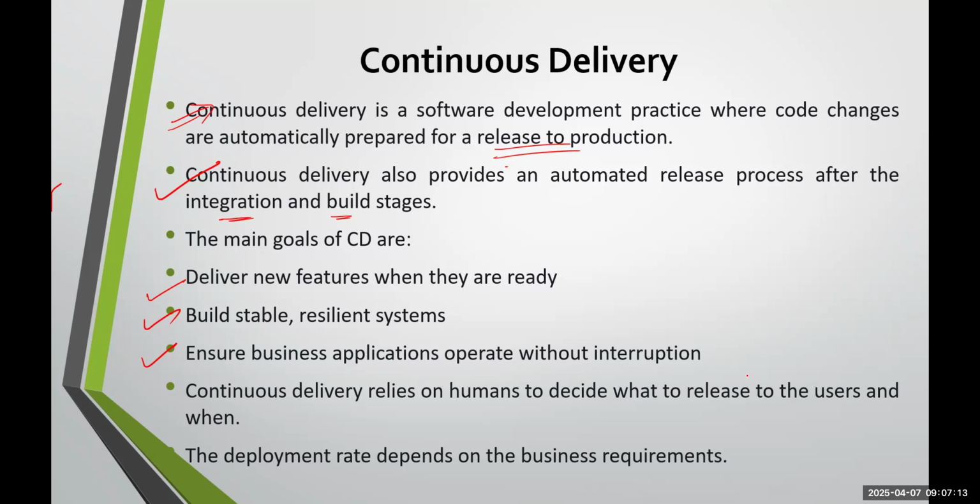Normally, if you are doing some operations, doing some tasks, it's all about the delivery I'm talking about. But what we need is smooth delivery, right? We should not have any disturbance or any kind of impact on the other process. So that's the reason the delivery process is important. Continuous delivery relies on a human to decide what to release to the user and when. This was the traditional approach. Previously, what to release and when to release totally depended on the human.